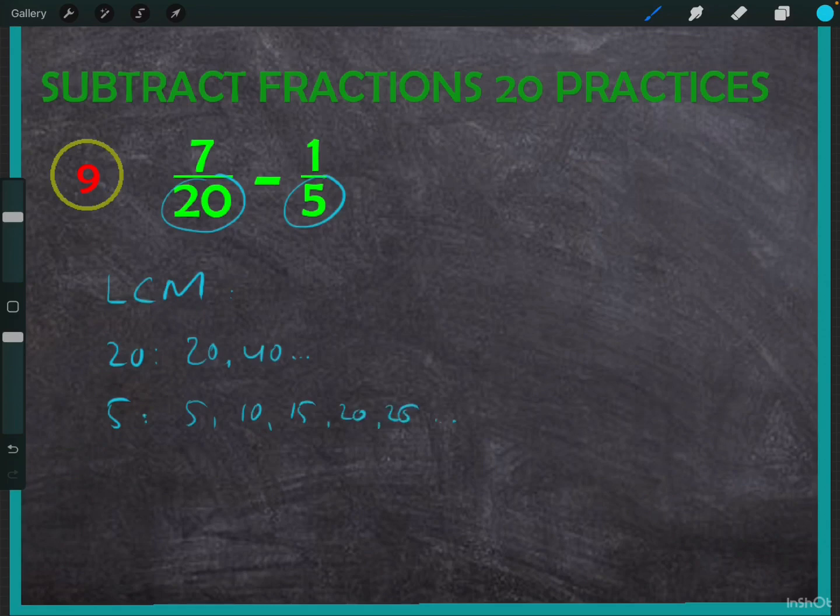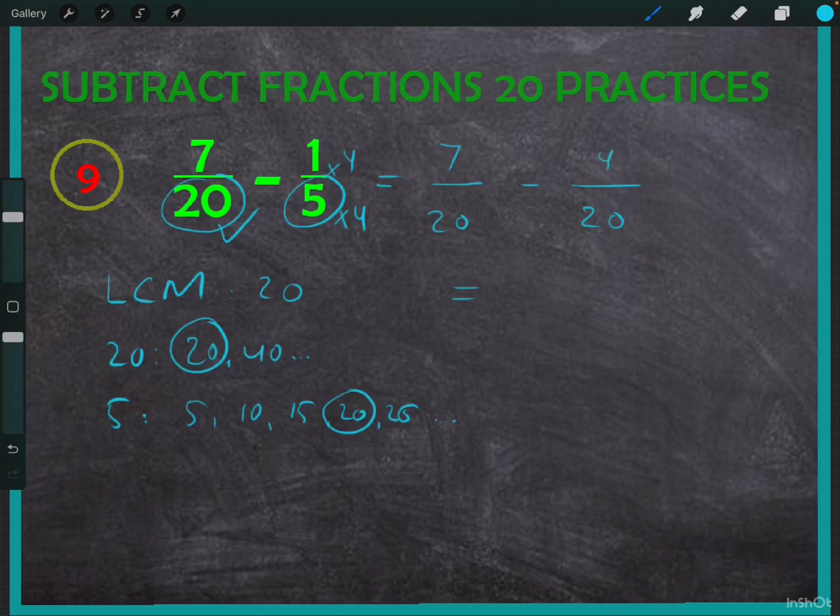We see that number 20 is the least common multiple of number 20 and number 5, or the LCM is 20. So from here, we will convert the two original fractions into two new fractions with 20 in the denominator. The first fraction we just write again because it has 20 in the denominator already. For the second fraction, to get 20 from 5, we must times 4. And when we times 4 to 5, we must times 4 to 1. 4 times 1 is 4.